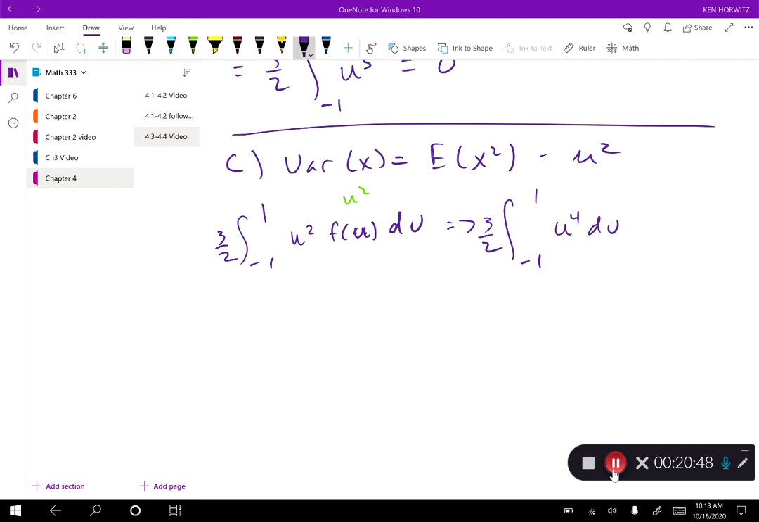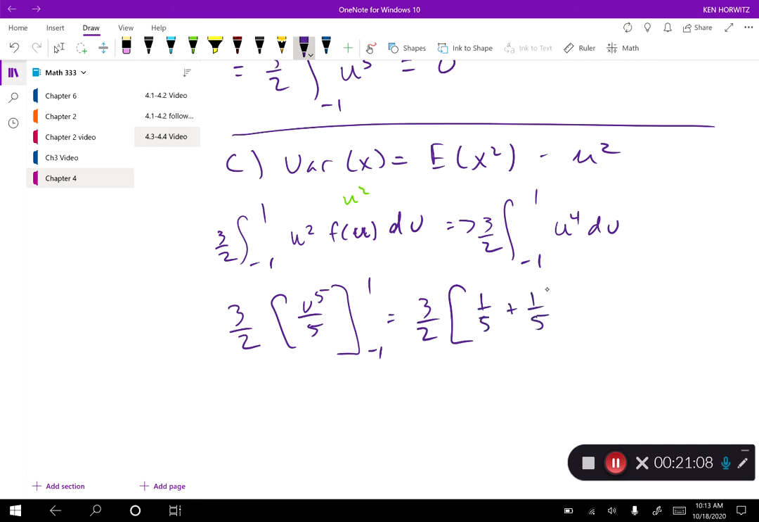All right, so I have 3/2, and it's going to be u to the 5th over 5 between -1 and 1, which equals 3/2. When I plug in my upper and lower limits, I get 1/5 plus 1/5, which is 3/2 times 2/5, and it's going to be 6/15, and we simplify to 3/5. So there's your variance.